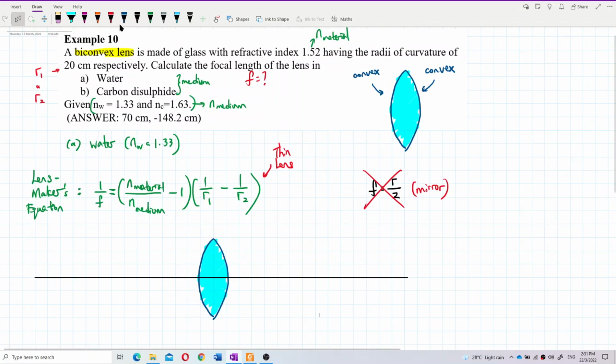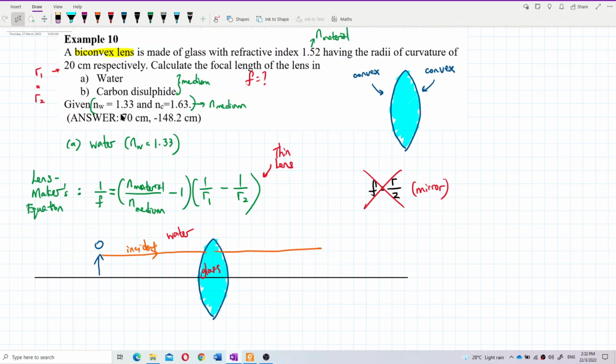Okay, so now put our object over here at one side. Now we are using water. That means this one is the glass lens, and then outside is the water. Water is the medium. Now first of all you must draw the incident ray and then the refracted ray.